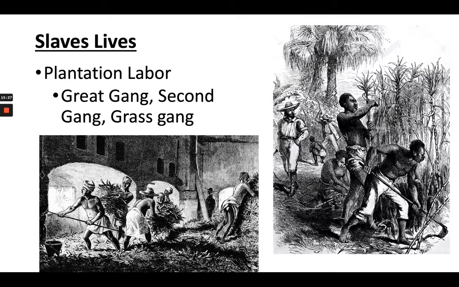Women often formed the majority of field laborers, and nursing mothers would have to just take their babies out into the fields with them, right?